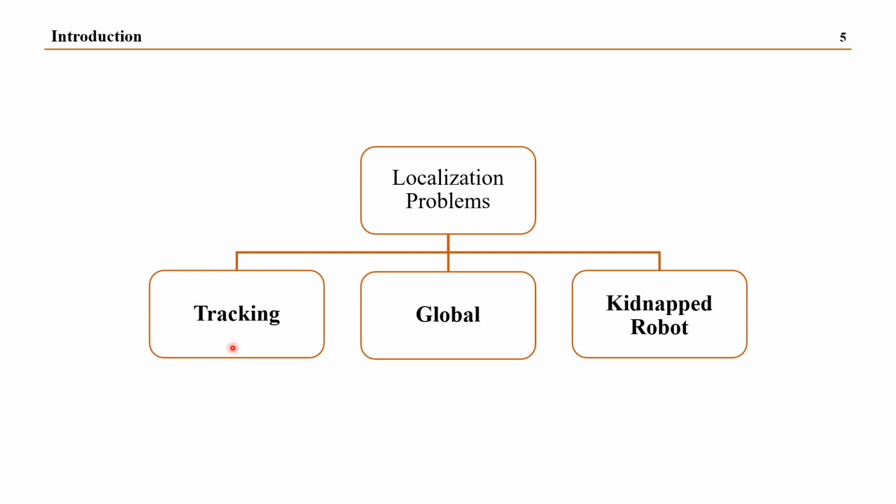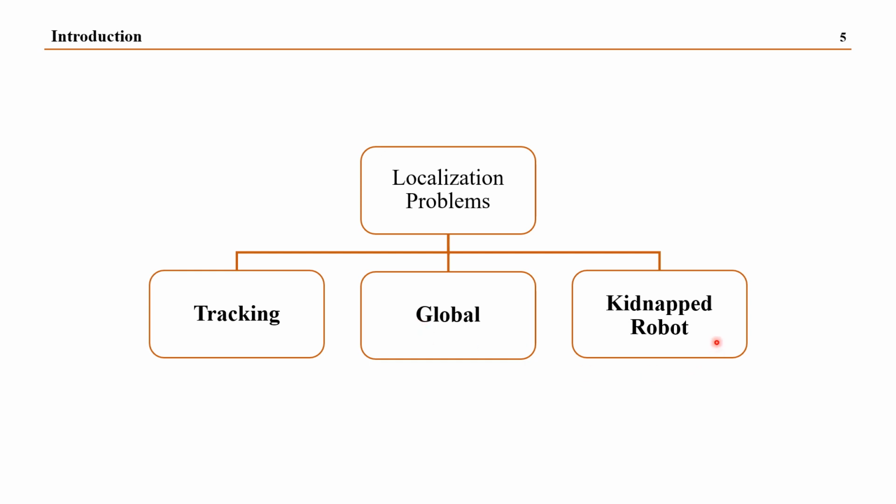Now, the tracking problem is when we actually have a notion of where the initial position is. So we could say that we know to a certain degree of uncertainty that the robot starts at this point with this orientation. The global, on the other hand, means that we do not have any type of initial position knowledge, and we just have to, based on the measurements, determine where the robot is in this known map.